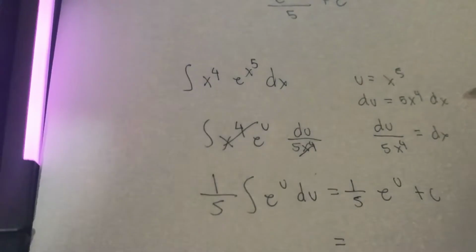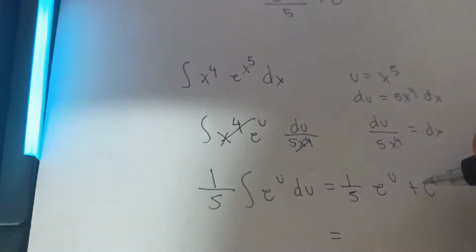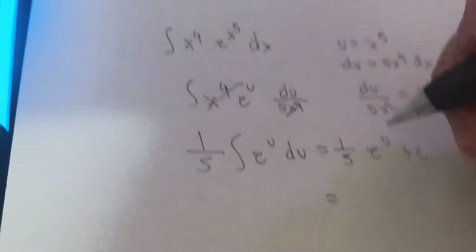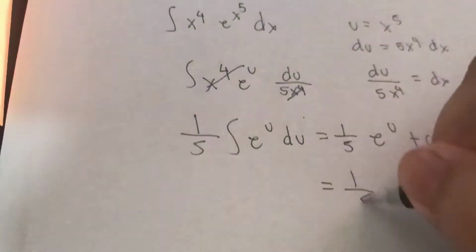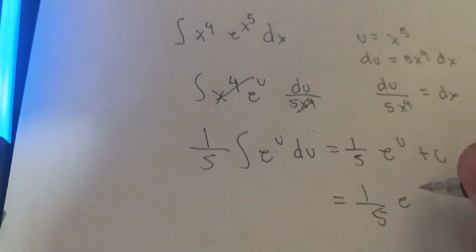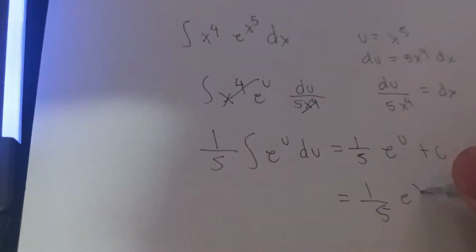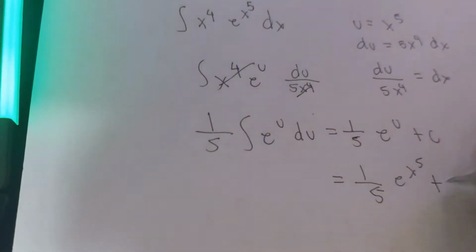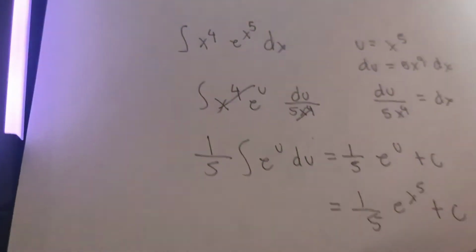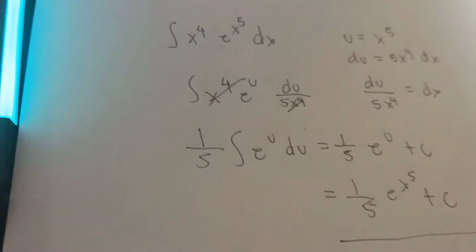Equals, we need to substitute it back once again, making it 1/5 e to the, instead of u now we have to substitute back, which is x to the 5th power plus c. So this is our final answer.